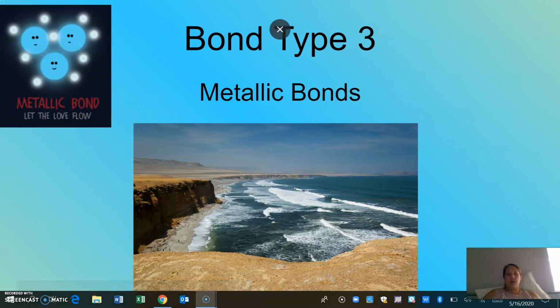All right, so today we're going to talk a little bit about the third type of bonding, which is called metallic bonds. So far, we've covered ionic bonds, so that's generally between a nonmetal and a metal. Covalent bonds, which is generally between two nonmetals.